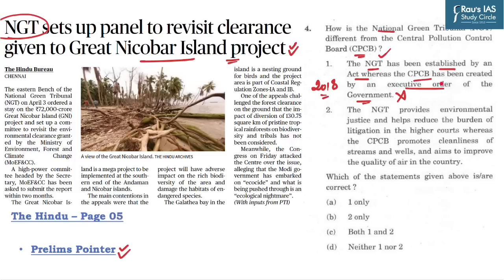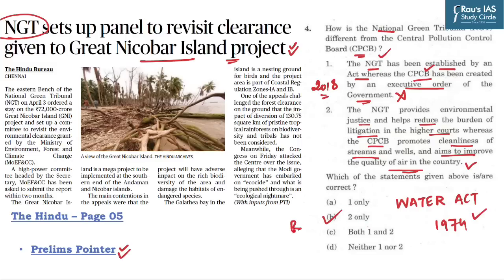Both NGT and CPCB are created under an Act of Parliament. NGT was established by the National Green Tribunal Act 2010 and CPCB was established under the Water Act of 1974. Hence, statement 1 is incorrect. The second statement says NGT provides environmental justice and helps reduce the burden of litigation in higher courts, whereas CPCB promotes the cleanliness of streams and wells and aims to improve the quality of air in the country. Both the statements are correct, and the answer to this question is B, which is 2 only.